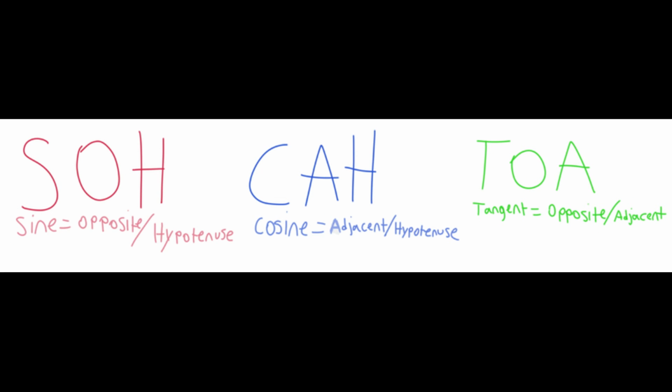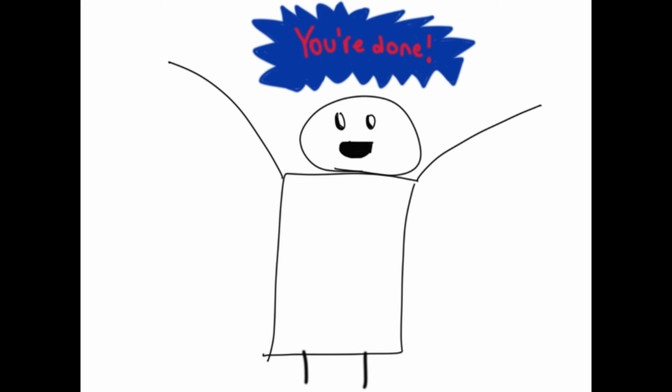One of the ways you can memorize the ratios and the sides needed to calculate them is by the acronym SOH CAH TOA. SOH reminding you of what's needed for sine, CAH reminding you of cosine, and TOA being tangent. And then you're done. You have the understanding of the basics for trigonometry.